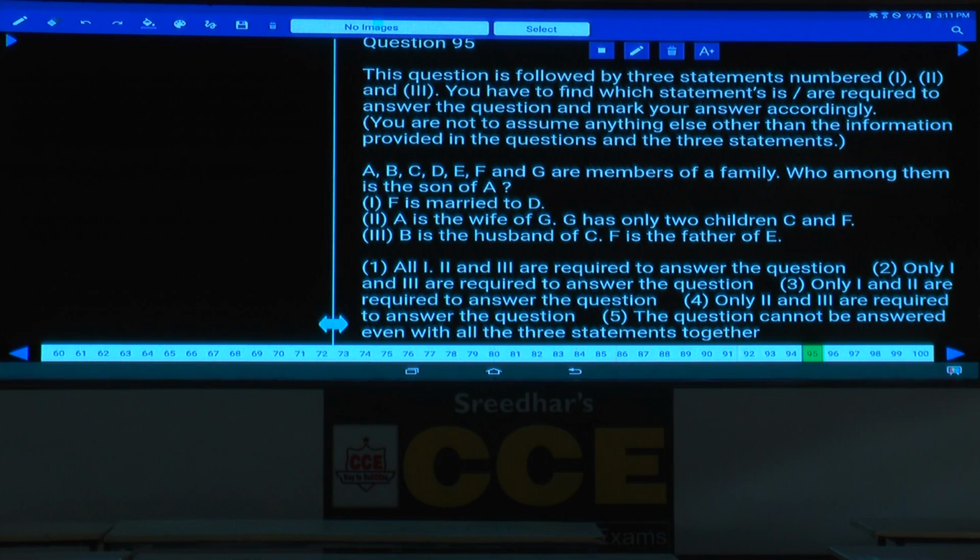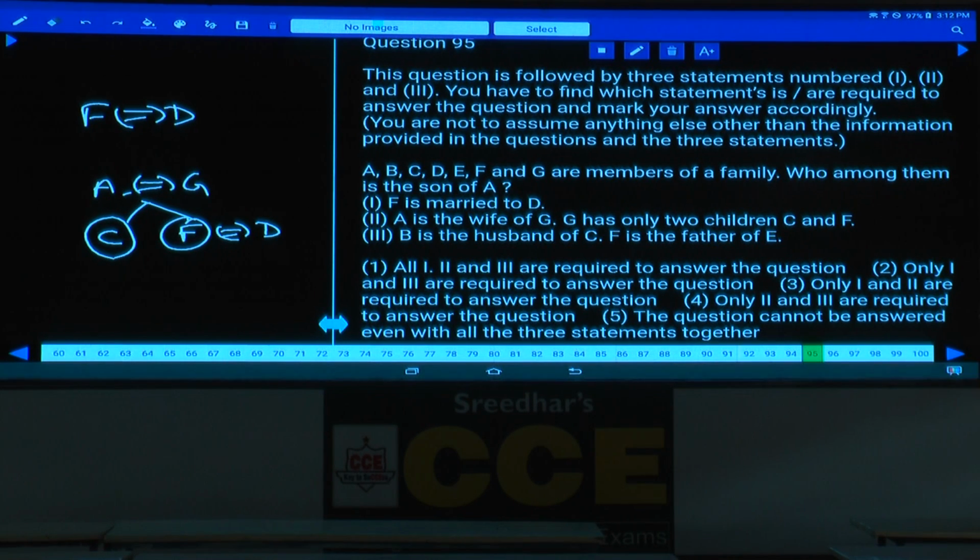Now 1 and 3, F is married to D. F and D are a married couple, isn't it? And A is the wife of G. G has only 2 children. A is the wife of G and G has only 2 children, C and F. This F got married to D. Then who is the son of A? Either C can be the son or F can be the son. As of now, as the genders of these persons are not known, we are not able to determine the answer. Hence choice 2 is ruled out.